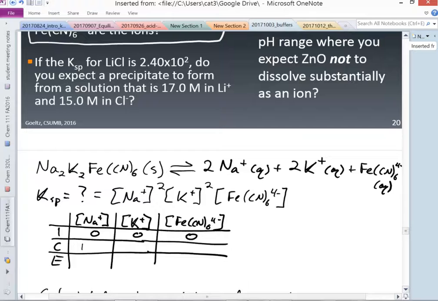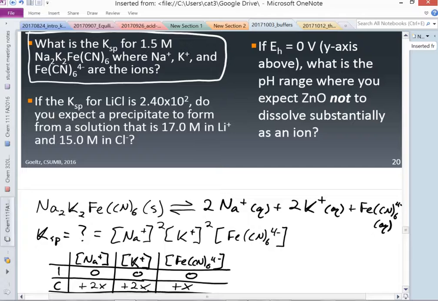They all start with 0, they all go up by the coefficients in the equation above. So 2x, 2x, and x. And then I get... Well, I could follow it down and put 2x, 2x, and then x in the bottom, but that wouldn't help me because then I would have an equation with two variables smashed together in multiple ways. But I know that one of those will be 1.5 molar. Which one? Yeah, perfect. FeCN6 will be 1.5 molar.